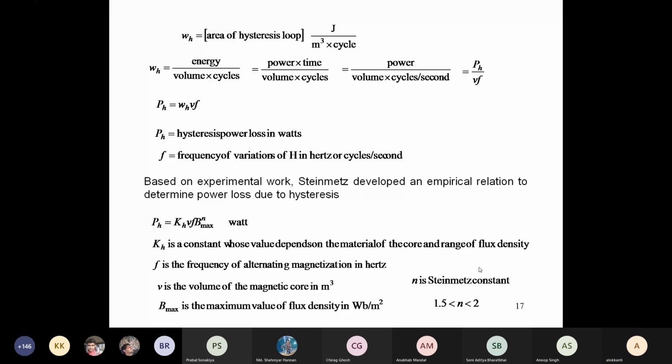Sir, if n is a variable, how is the equation dimensionally correct? Yes, n is not a variable. N is a Steinmetz constant, and its value varies from 1.5 to 2, and depending upon the material, the value of n will be defined. Suppose for some cast steel, the n is given as 1.6 or something, it will be given. It is not a variable, it is a constant which is within this range.